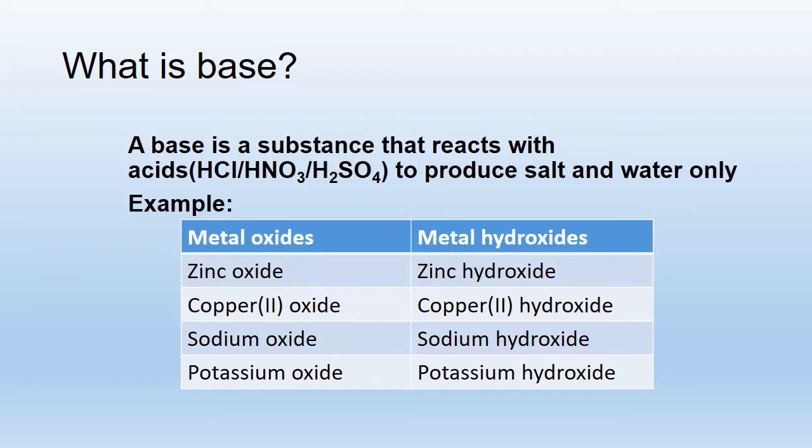What is a base? A base is a substance that reacts with acid, such as hydrochloric acid, nitric acid, and sulphuric acid, to produce salt and water only. Examples of base: metal oxides, zinc oxide, copper(II) oxide, sodium oxide, and potassium oxide. Metal hydroxides, zinc hydroxide, copper(II) hydroxide, sodium hydroxide, and potassium hydroxide.